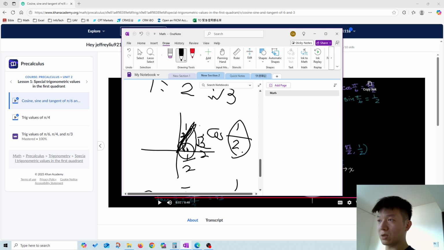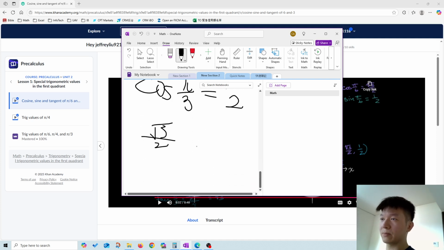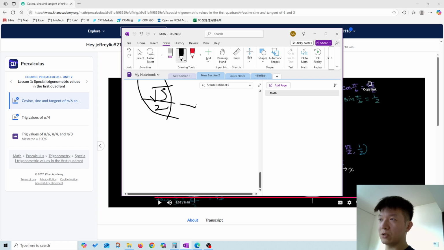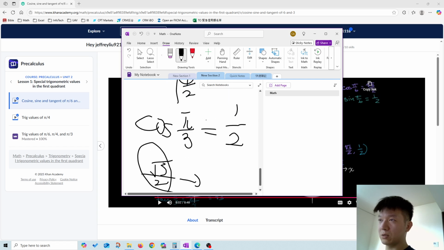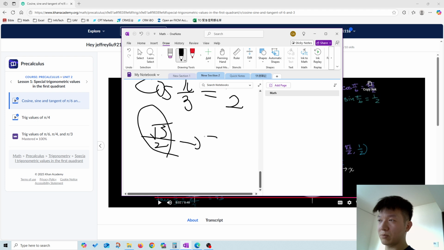Your adjacent and your opposite sides, the length has been changed proportionally, right? And so you're going to use that. That's going to be the sine of pi over 3. That's the value right there.